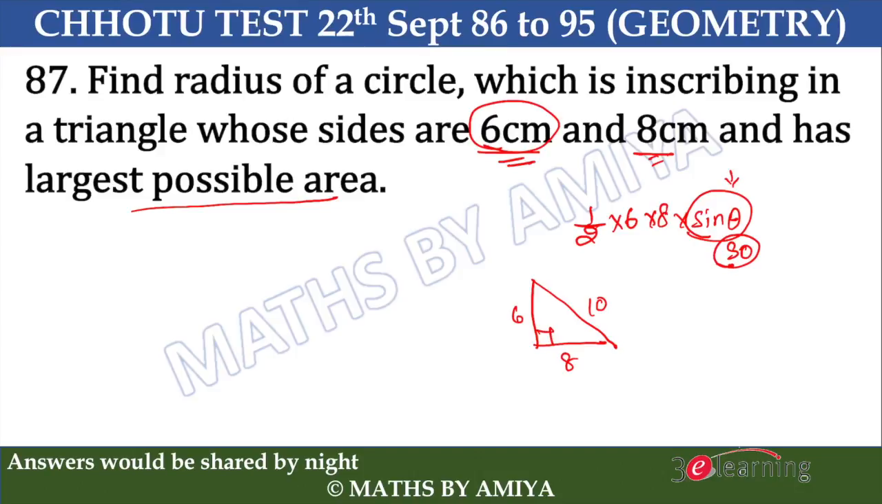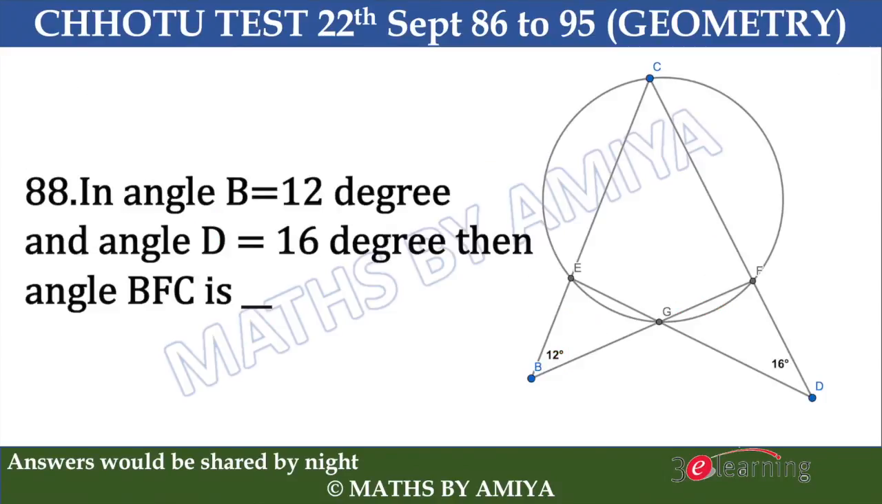ये तभी होता है. And we have to find the radius of the circle which is inscribed. इसके अंदर का जो radius निकालना है. And radius is nothing but the area by semi perimeter, or for the right angle triangle, 6 plus 8 minus 10 by 2, that is nothing but 2. So the answer of this question is 2 unit or 2 centimeter. मैं again fast हूँ तो आपको fast होना होगा because these are the test.